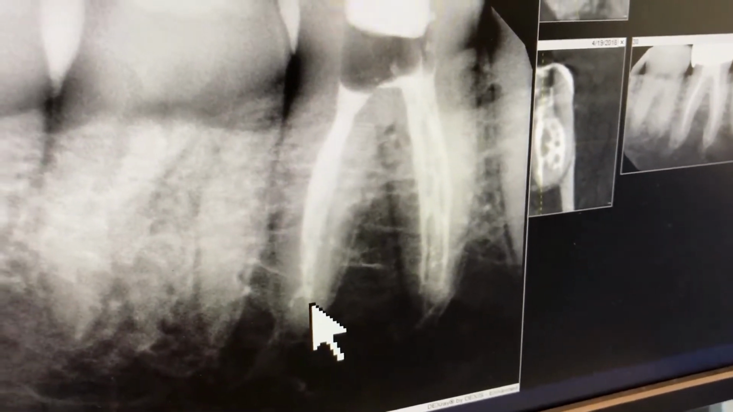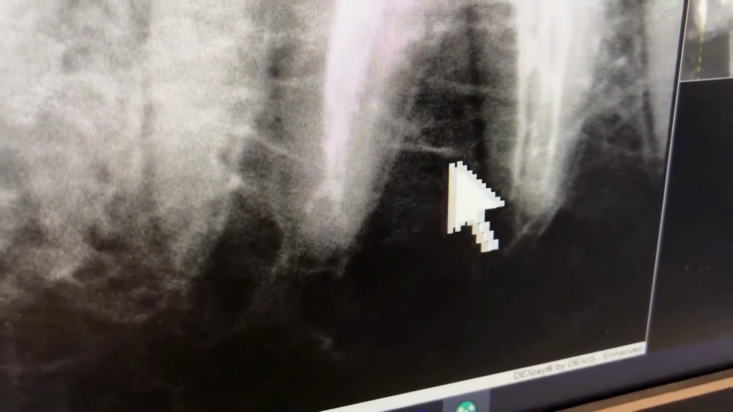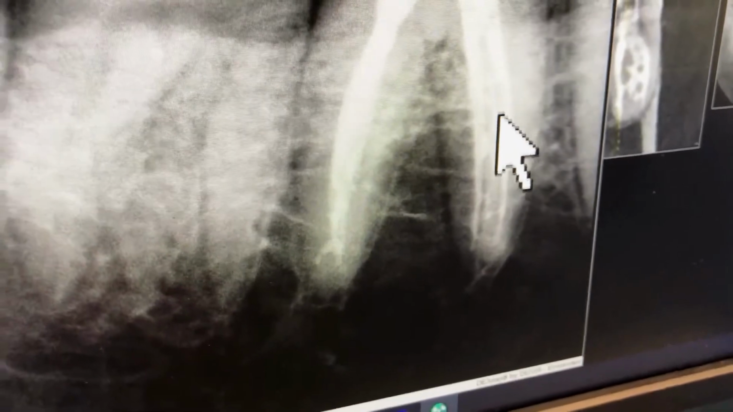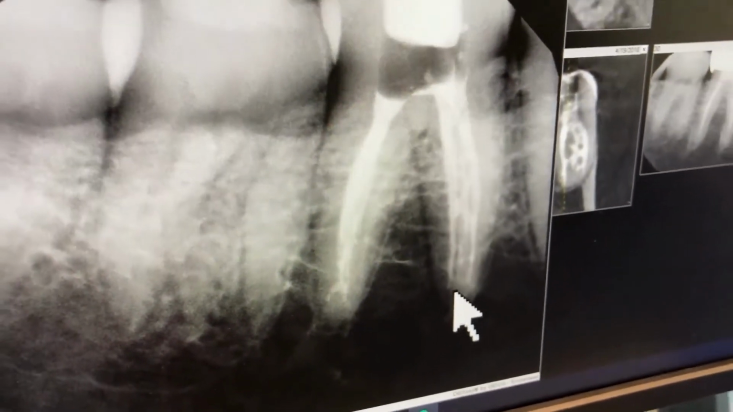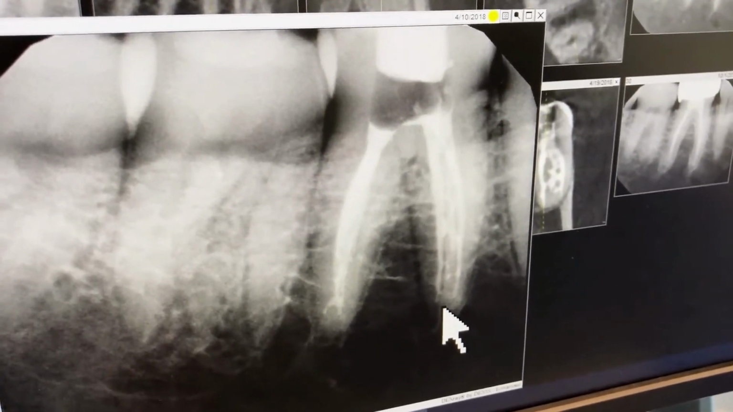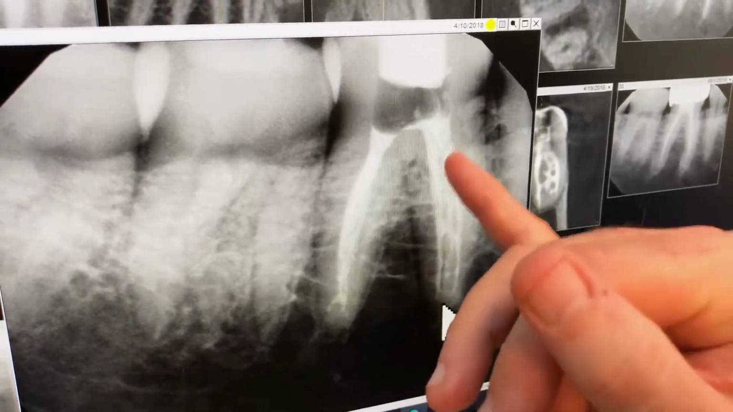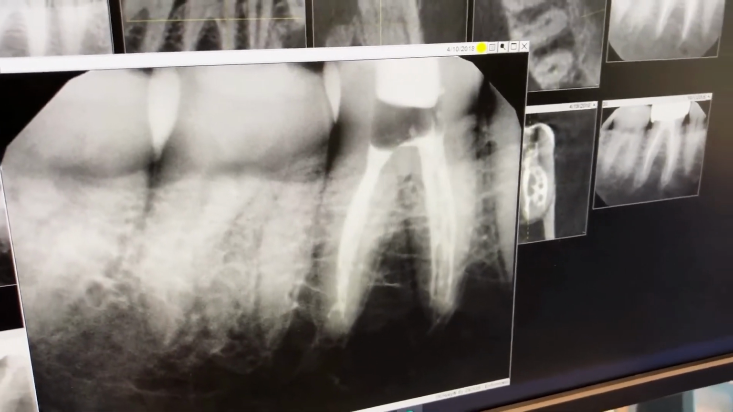Now, here what we're picking up, look at this. There's that little side canal that was down there. But more so, check out all of this. Wow, that is a lot of tissue that would have been left inside this tooth with a conventional root canal. With a conventional root canal, this picture would have looked like one line. All this would have still been left inside the tooth.